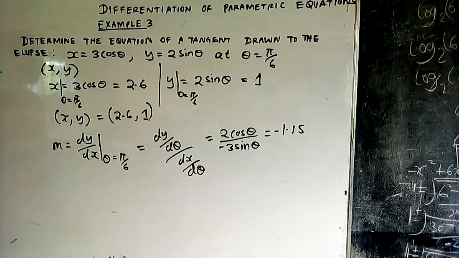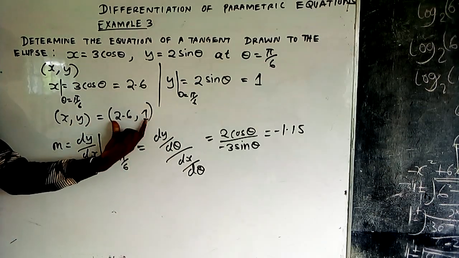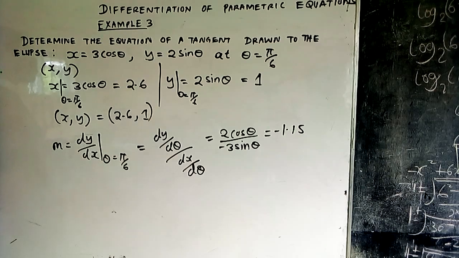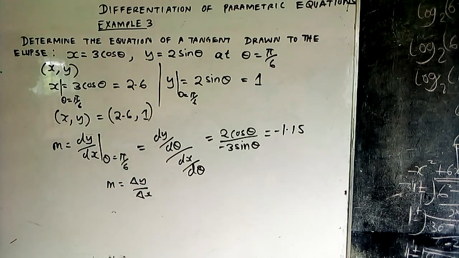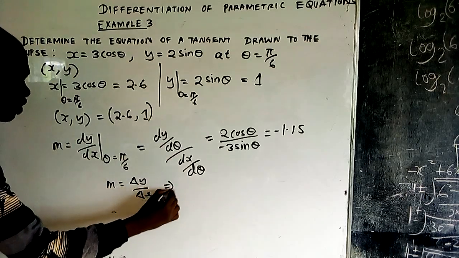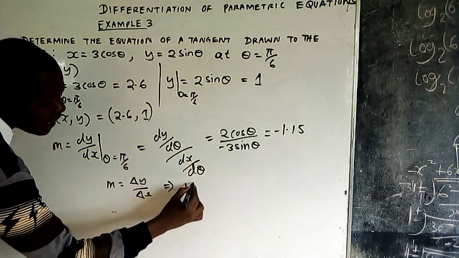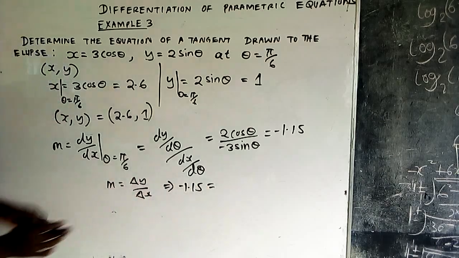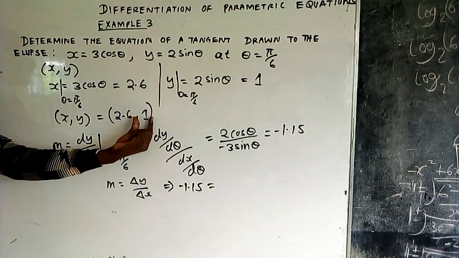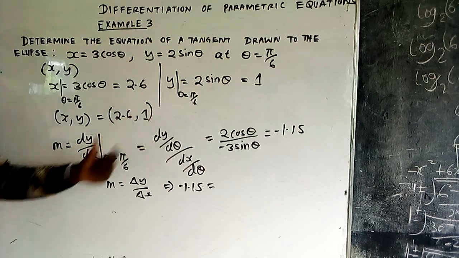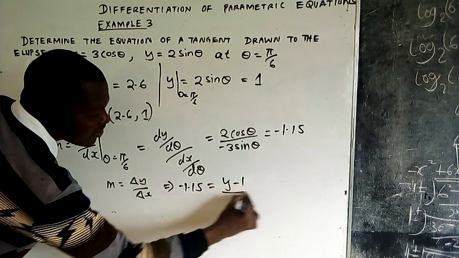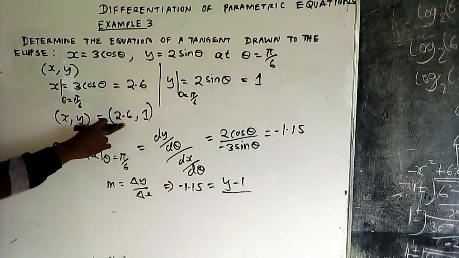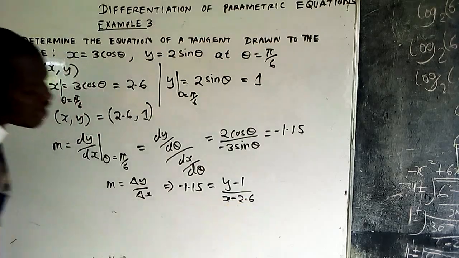To be negative 1.15, and you found one known point to be 2.6 and 1, so you equate the known gradient and the other gradient. You know very well that gradient is change in y over change in x, isn't it? So that implies the gradient you found, negative 1.15, is equal to change in y, which is y minus the y value. Remember the known point is x is 2.6, y is 1. So change in y is y minus 1. Then change in x is x minus 2.6.